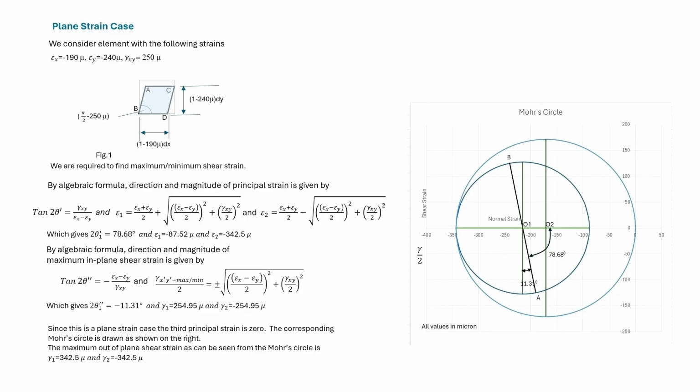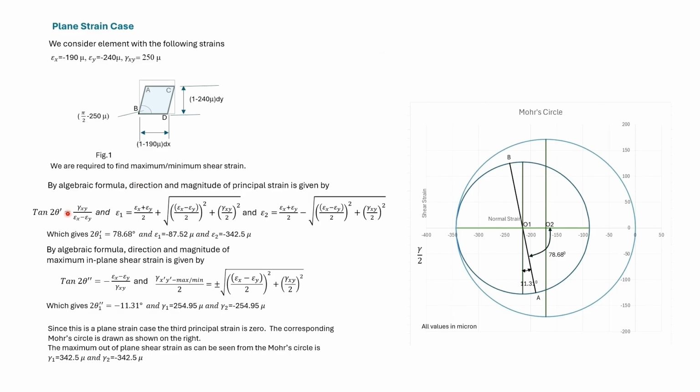We now start looking at three-dimensional cases. We first consider the plane strain case. We have taken an element with these strains. We'll be finding out the maximum and minimum shear strain. The absolute maximum and minimum shear strain that we'll find out can both be in plane and out of plane.